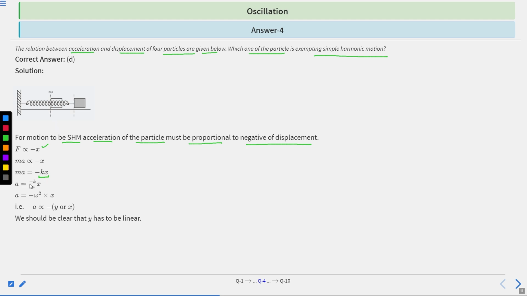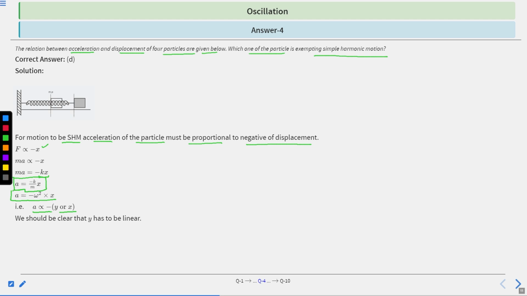So a equals minus kx divided by m, which is minus k divided by m multiplied by x. This is the acceleration. Let minus k divided by m be minus omega square. So a equals minus omega square multiplied by x. It means this acceleration a is directly proportional to x, or we can say y. So a is directly proportional to y or x. This is the main equation.